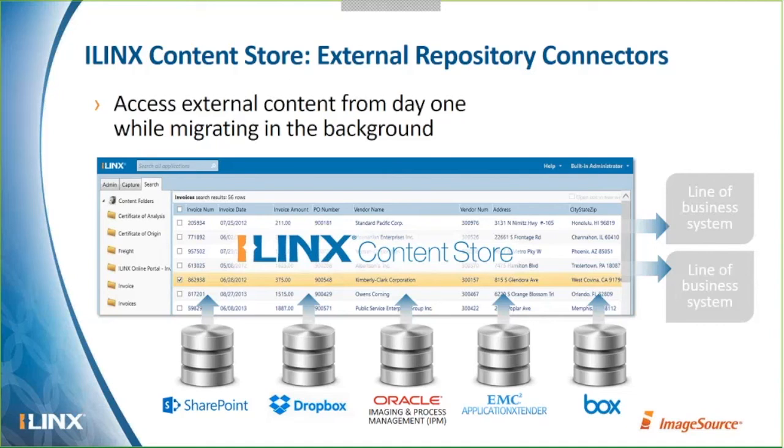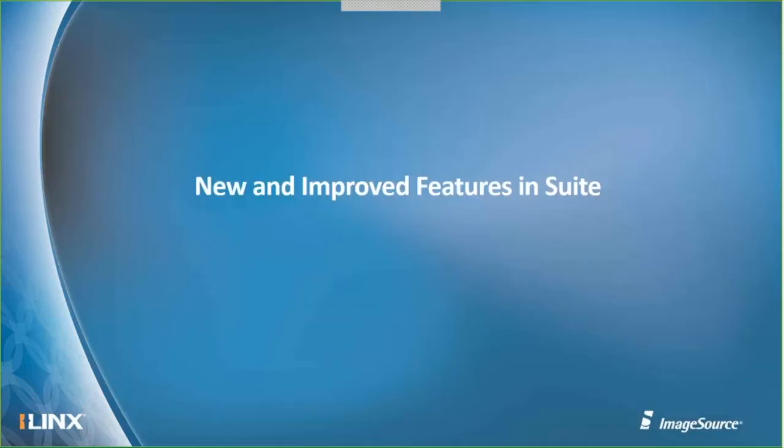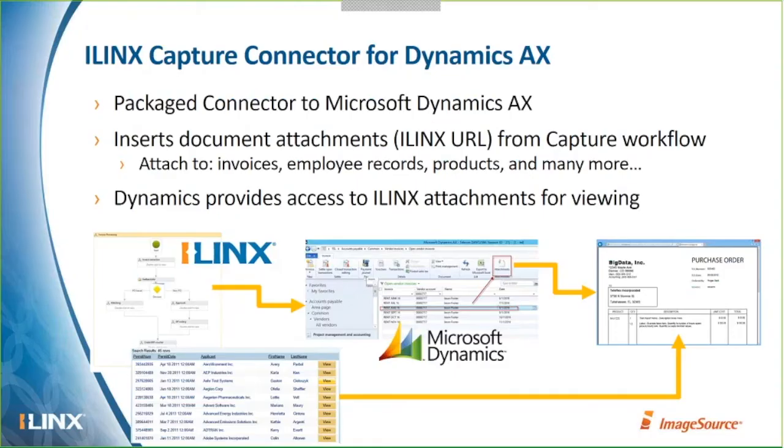And the user doesn't know where that content is coming from. So they're just doing their job, searching, finding business transactional information, whatever it is, and they open a document and they don't know if it's coming from Content Store or your old legacy system. And if they come back tomorrow and do the same thing, that piece of metadata and document may have been migrated into ILINX Content Store. And that all happens transparently behind the scenes. So that's a great feature.